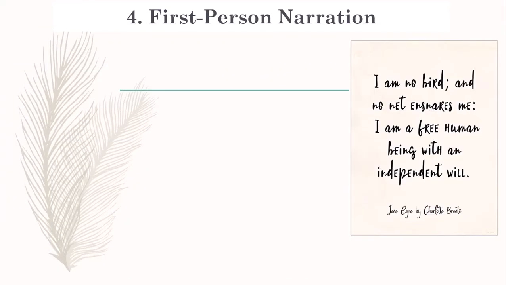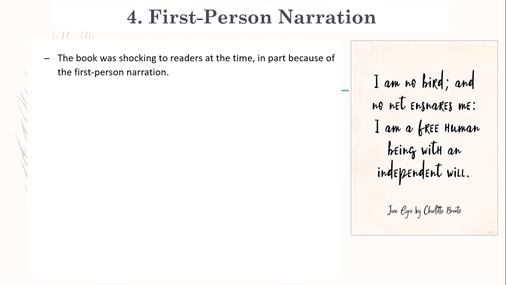4. First-person narration. "I am no bird, and no net ensnares me. I'm a free human being with an independent will." The book was really shocking to readers at the time, and some of that are the plot points that I sort of hinted at before, with the mystery and the Gothic elements, which we're going to talk about in a minute. But a lot of it had nothing to do with the fact that this was a Gothic novel. Other Gothic novels had come out. However, the first-person narration would have been quite striking.